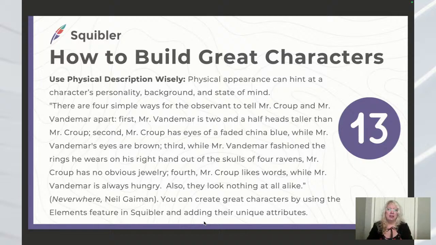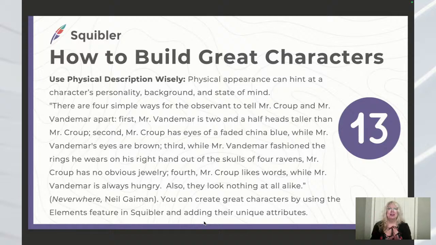There are 4 simple ways for the observant to tell Mr. Croup and Mr. Vandemar apart. First, Mr. Vandemar is 2.5 heads taller than Mr. Croup. Second, Mr. Croup has eyes of a faded china blue, while Mr. Vandemar's eyes are brown. Third, while Mr. Vandemar fashioned the rings he wears on his right hand out of the skulls of 4 ravens, Mr. Croup has no obvious jewelry. Fourth, Mr. Croup likes words, while Mr. Vandemar is always hungry. Also, they look nothing alike.